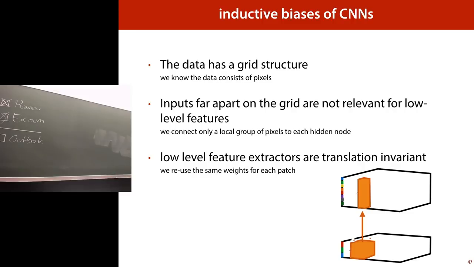And the low-level feature extractors are translation invariant. So the kernel that we apply to one part of the image is the same. We don't know its weights, but whatever its weights are, they can be the same as the weights we apply to another part of the image, because the feature extractor is translation invariant. So if you move it around the image, but you keep the weights the same, that shouldn't hurt. And those are basically the inductive biases of convolutional neural networks that I could think of.